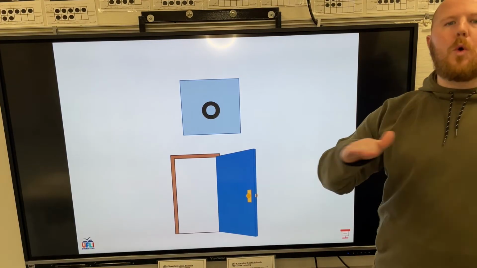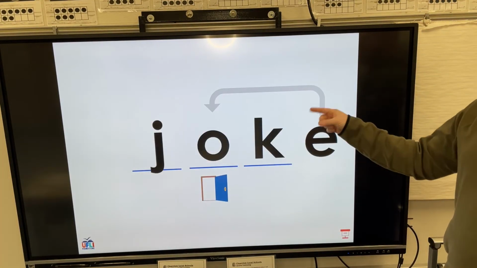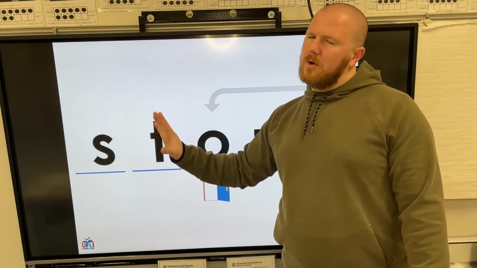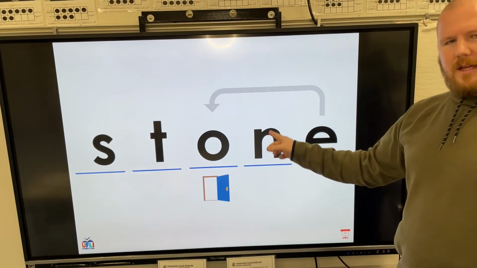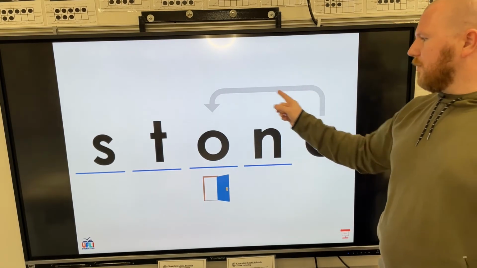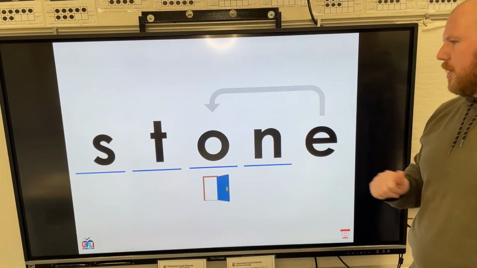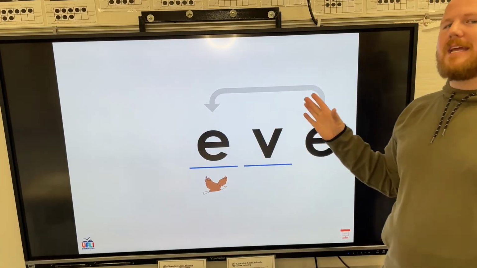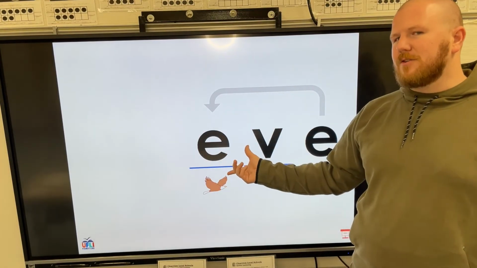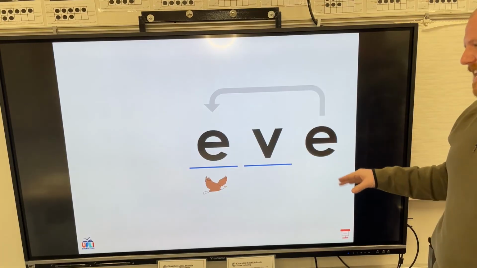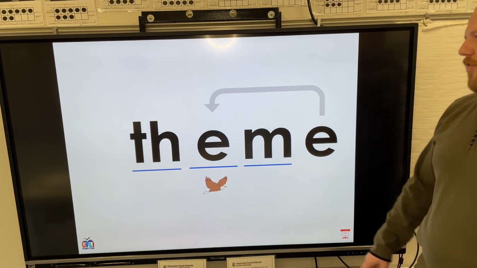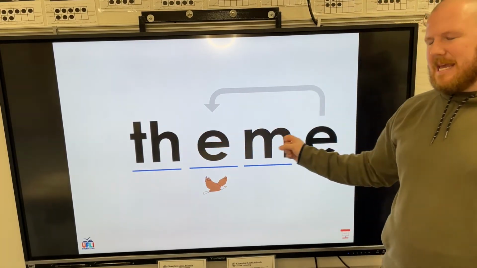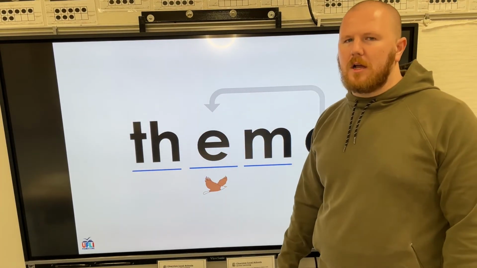Oh, same thing. Open. Let's take a look, like joke or stone. Now you're like, oh, but there's more than two letters. Well, hold on. Is there still one letter in between? Yes. So this rule still applies here. Stone. Very good. But here we have the E. We don't see this very often, but it is there. The E can make the E say its name in words like Eve or theme, like theme park or theme song. Oh, there's the unvoiced TH again.